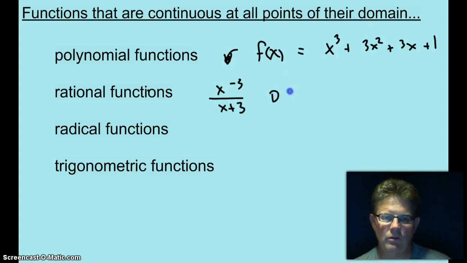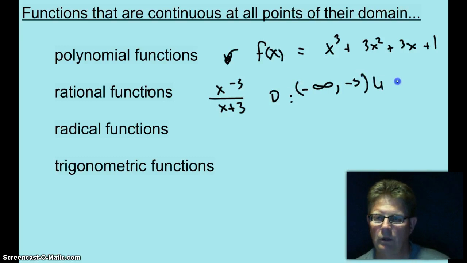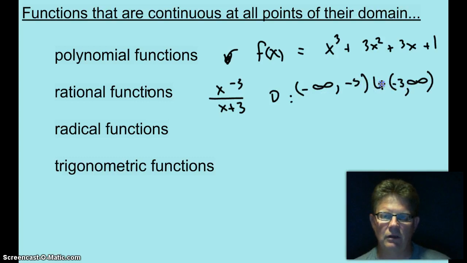The domain for that rational function, of course, is negative infinity to negative 3 unioned with negative 3 to infinity. That's the domain. So it's continuous on its domain. Obviously, it's not continuous at x equals negative 3. Probably a non-removable asymptotic discontinuity.